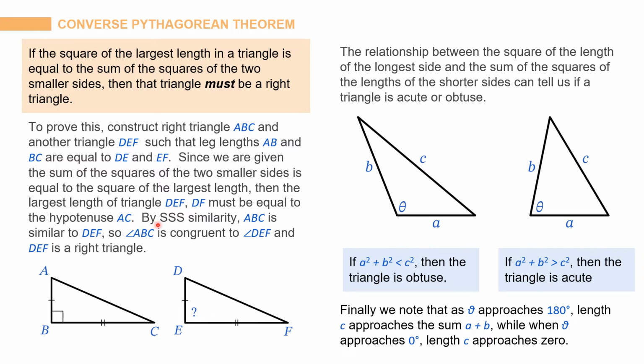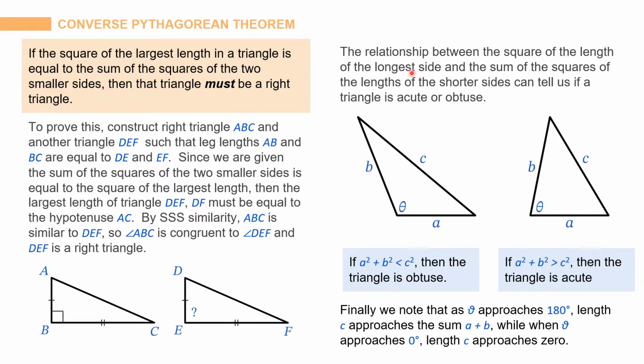Similarly, by side-side-side similarity, ABC is similar to DEF, so angle ABC is congruent to angle DEF, and therefore angle B is equal to angle E. Angle B was a right angle, so angle E is a right angle, and triangle DEF has to be a right triangle.